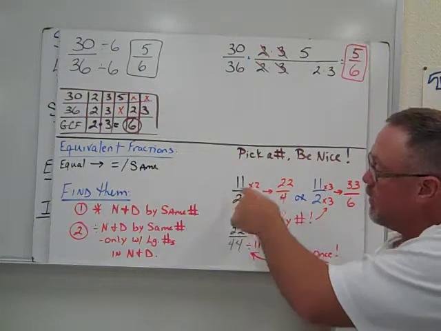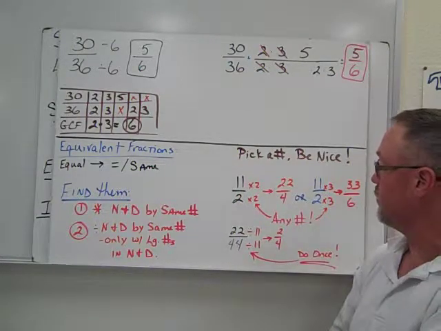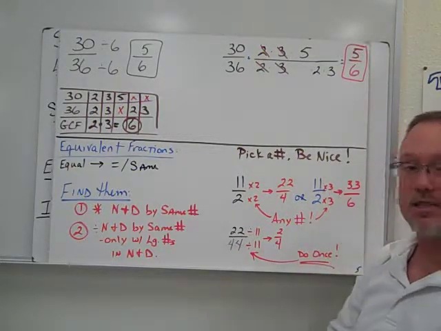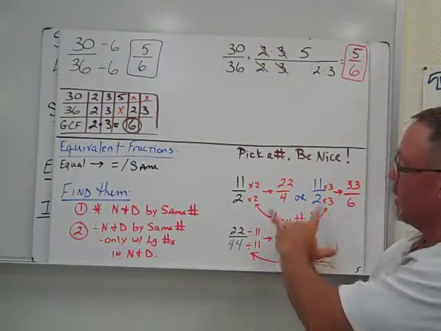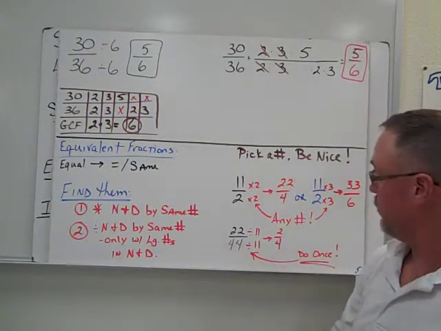So if I take 11 over 2 and multiply both top and bottom by 2, I get 22/4. Or I could take it times 3 and come up with 33 over 6, which is another equivalent. So the ones in red here are equivalents. We started with 11 over 2.